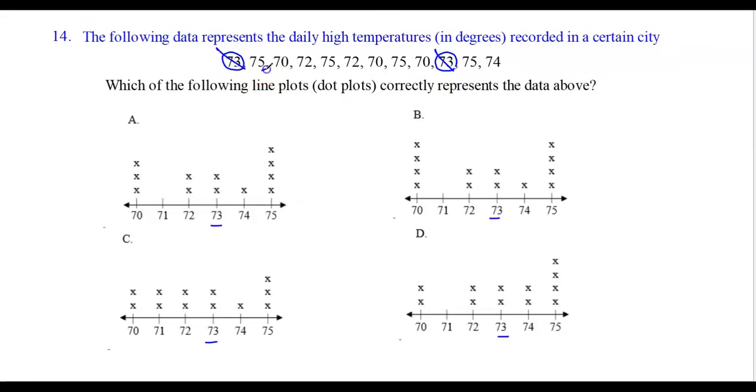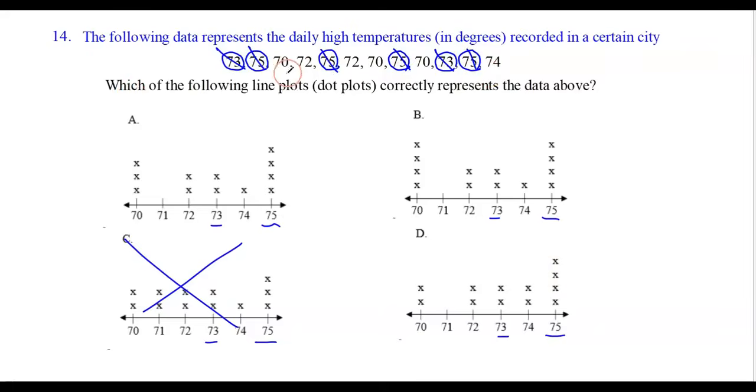That was recorded 1 time, 2 times, 3 times, 4 times. So 75 degrees, 4 times. So let's go to 75 over here. 1, 2, 3, 4, keep it. Let's go to 75 here. 1, 2, 3, 4, keep it. Let's go to 75 here. 1, 2, 3. Nope, it wasn't recorded enough, so C's gone. I can eliminate it. Let's go to D. 75. 1, 2, 3, 4, keep it. Now I'm down to 3 choices.